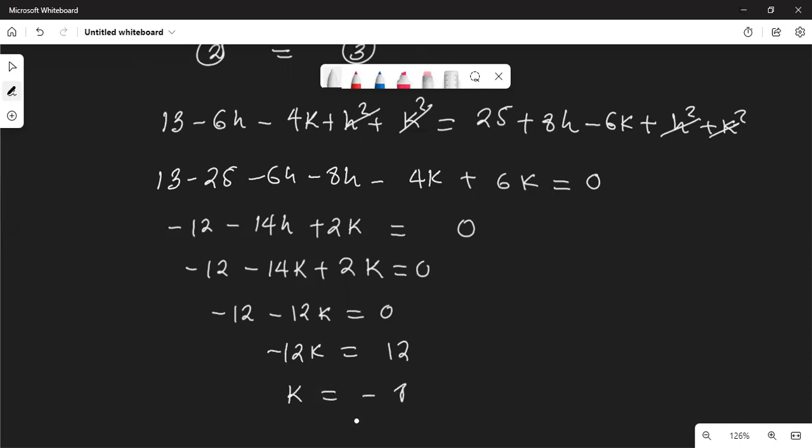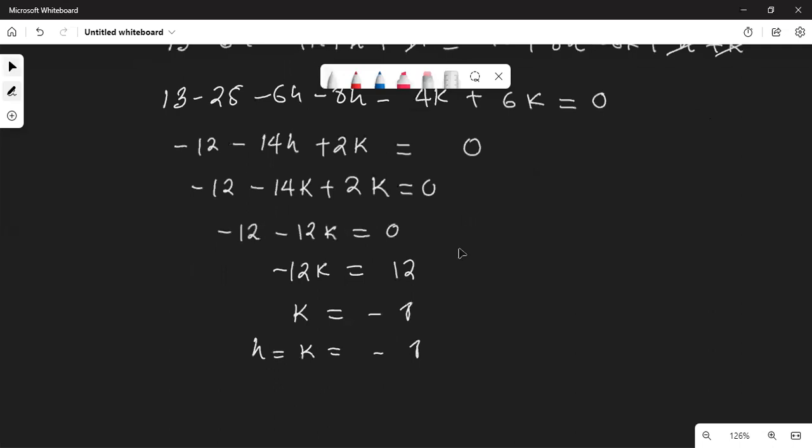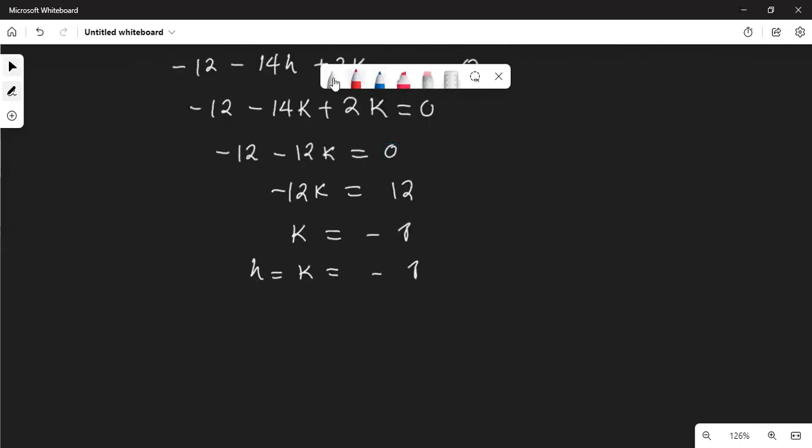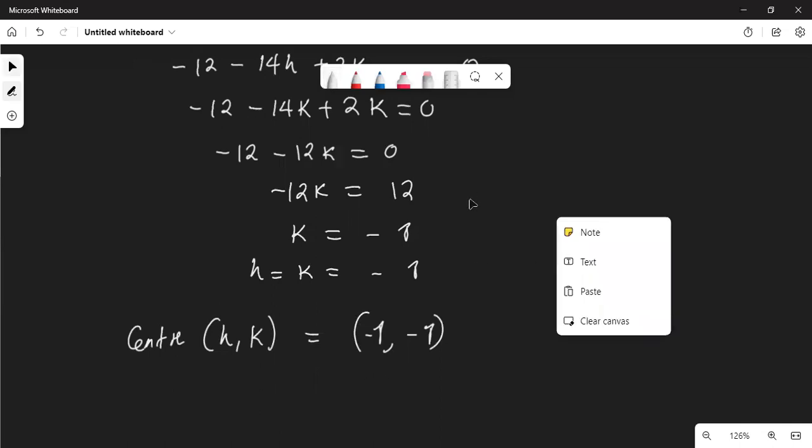Okay, so since k is equal to negative 1, and you know that h is equal to k, this is equal to negative 1. So now we know that the center of this circle, we are given h and k, we have found h and k. So therefore, the center of this circle, which is h comma k, is simply equal to negative 1 comma negative 1. Okay, now we're remaining with one more thing. We need to find the radius.